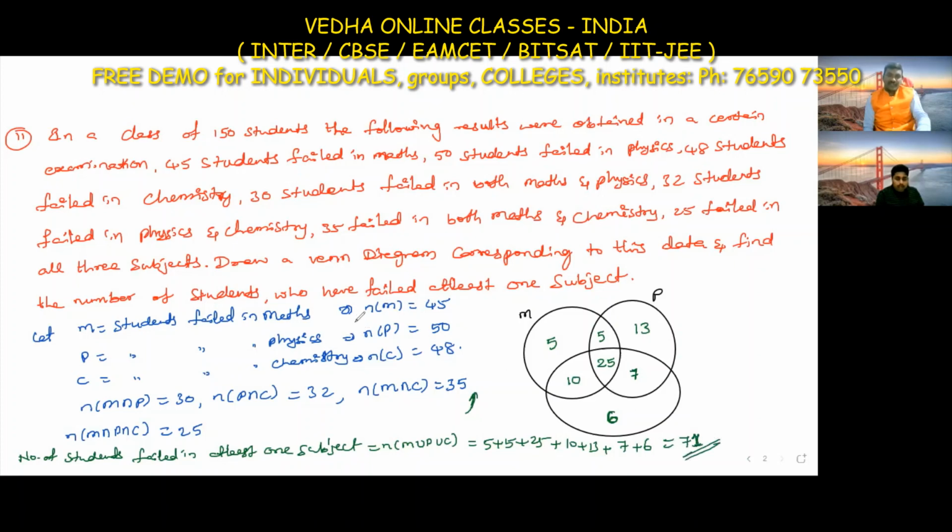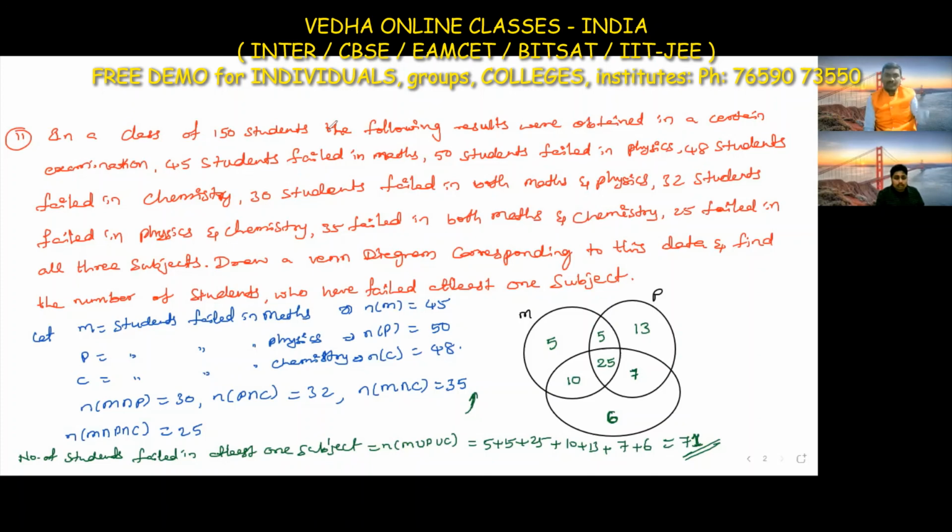Who passed in all the subjects? Total we have 150 students. 150 minus 71, 79 students passed in all the subjects, but the question is not regarding that. This is enough for this question.